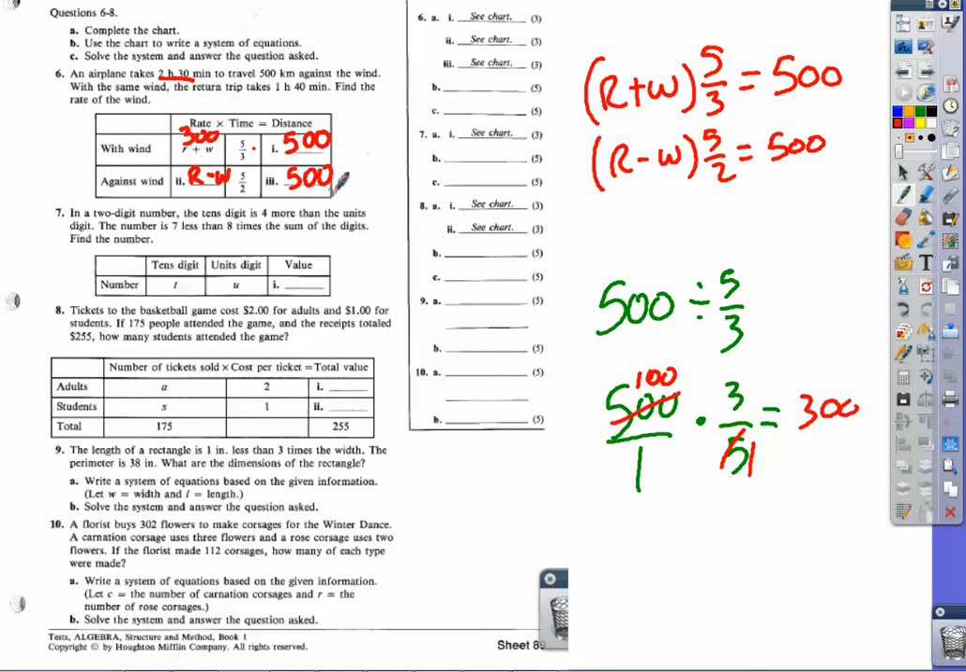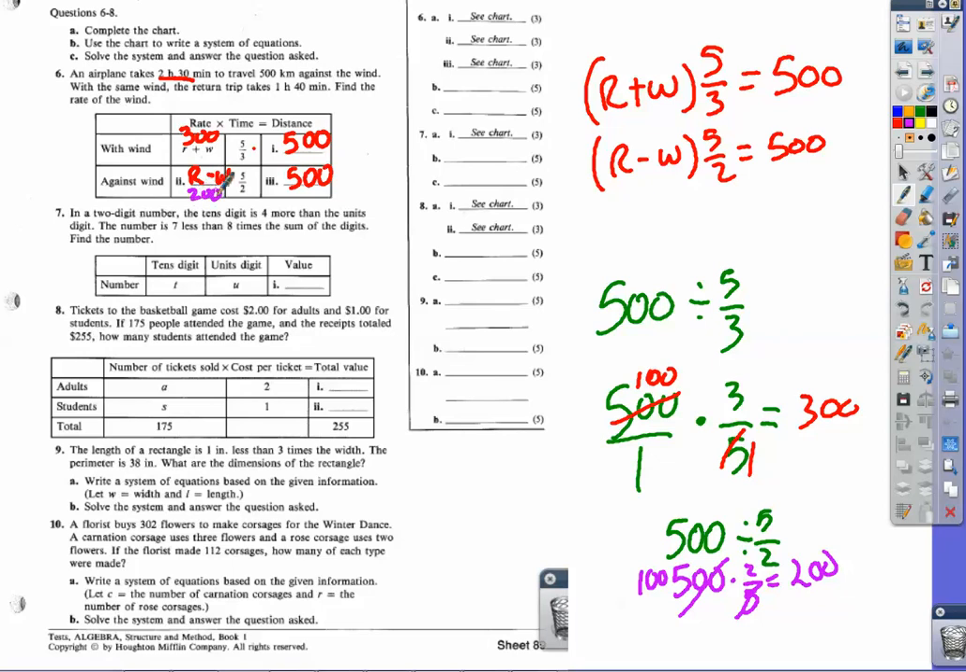For this one here, I know that it's going to be 500 kilometers divided by 5/2. So when you divide by a fraction, you have to multiply by the reciprocal. So I'm going to multiply by the reciprocal. 5 goes into 5, 100 times, so we get 200. So I know that r minus w is 200.